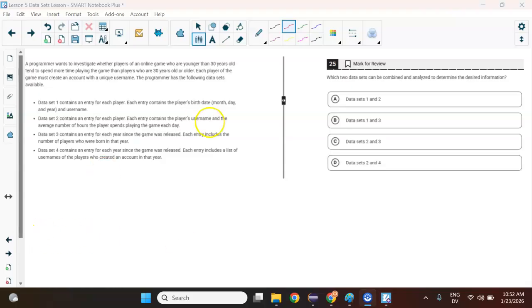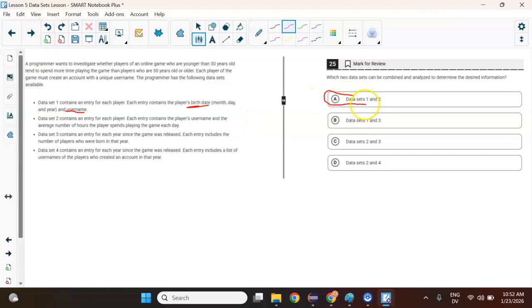Okay, so when I read this, they want to know, if they're younger than 30 years old, do they spend more time playing than those that are 30 years old or older? So basically what we need is the player's age and how much they play. Those are the two things I think we need. So data set 1 contains the player's birth date and username, which would be good. That'll get us the age for each user. And then the second one contains the username and average hours playing. So right away, to me, those are the two that you want.